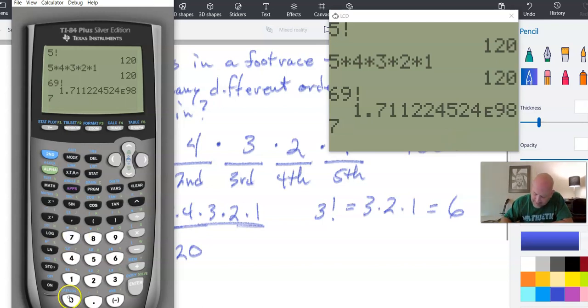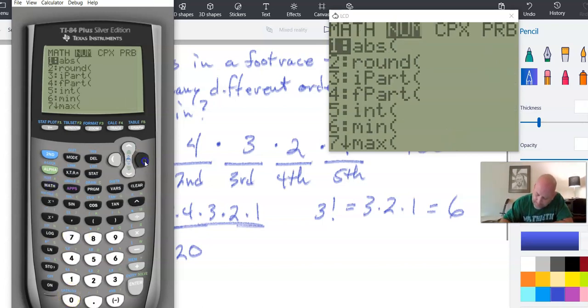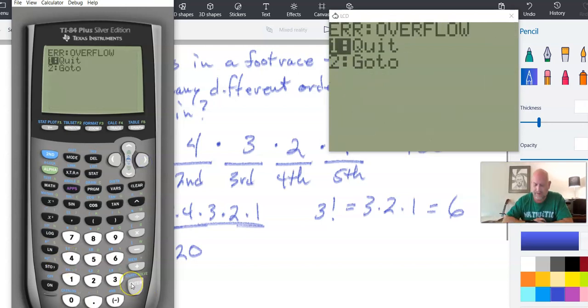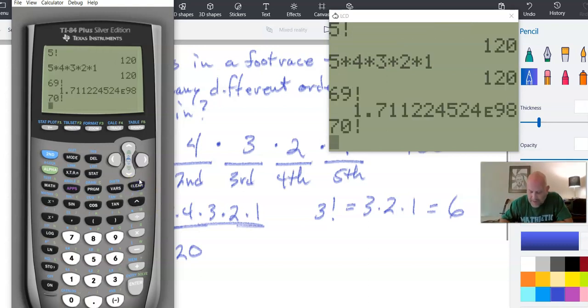If you go to 70 factorial, it basically tells you to go away. It says, I can't do that. It's an overflow. The number's too big. So just be aware that these don't always handle super nice. So let me go ahead and clear that out and get back here. And there's actually other things you can do to get a hold of these things. But that's how you enter a factorial in your calculator.